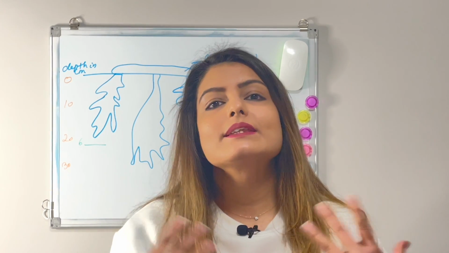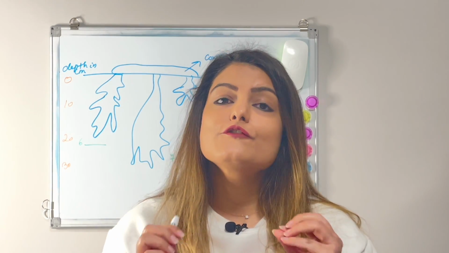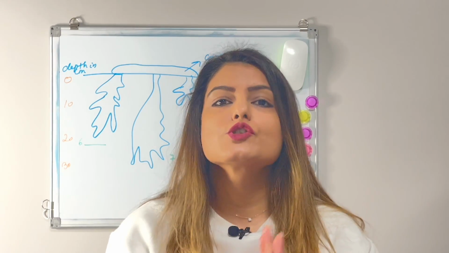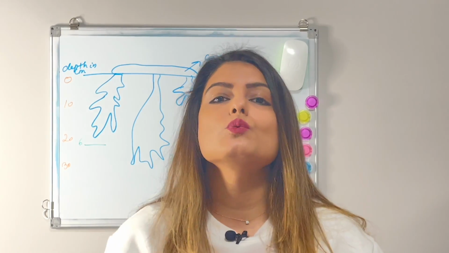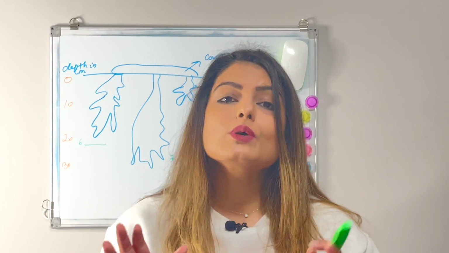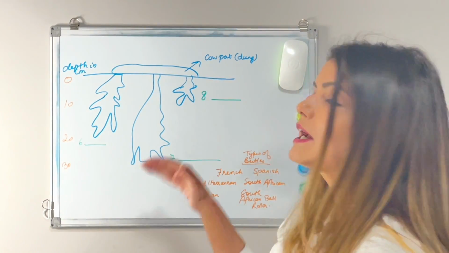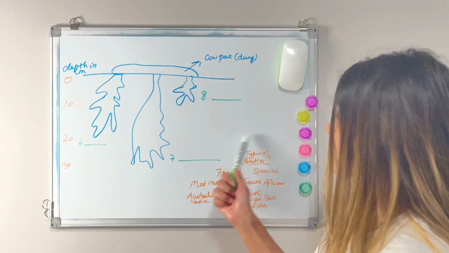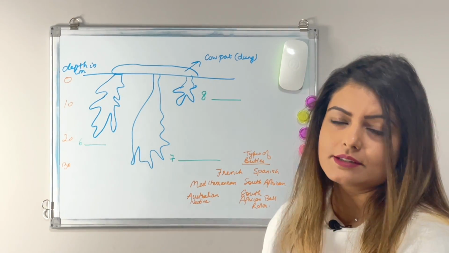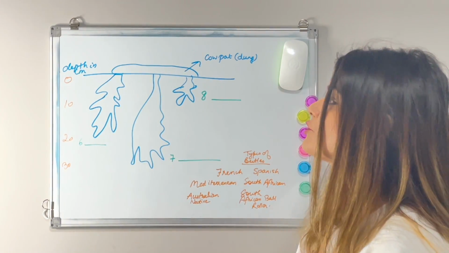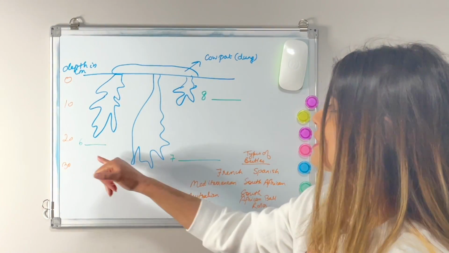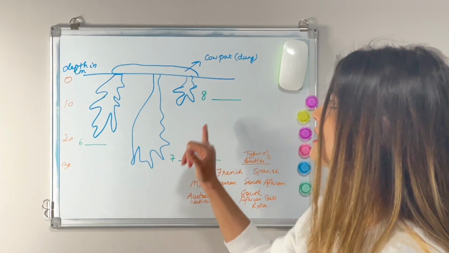So whenever you get the diagram question, the first thing that you should do is read the instruction as to what they are asking. So in this case, they are saying, label the tunnels in the diagram below from the box of words that has been provided. So which means we have to label the tunnels which has been marked as 6, 7 and 8.